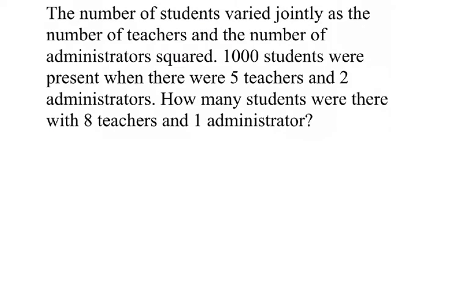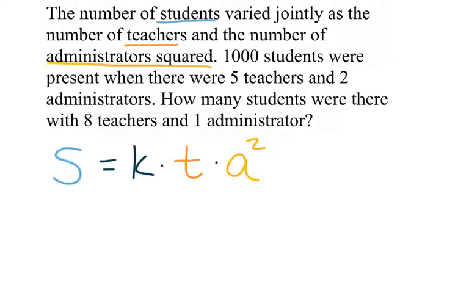I want you to try this one all the way through. See if you can do it. Pause the video and try it in 1, 2, 3. Make sure you pay attention that it says the number of administrators squared. So look at my formula. Notice that I did A squared because that's what it's telling you to do. Now I'm going to plug in and find K.